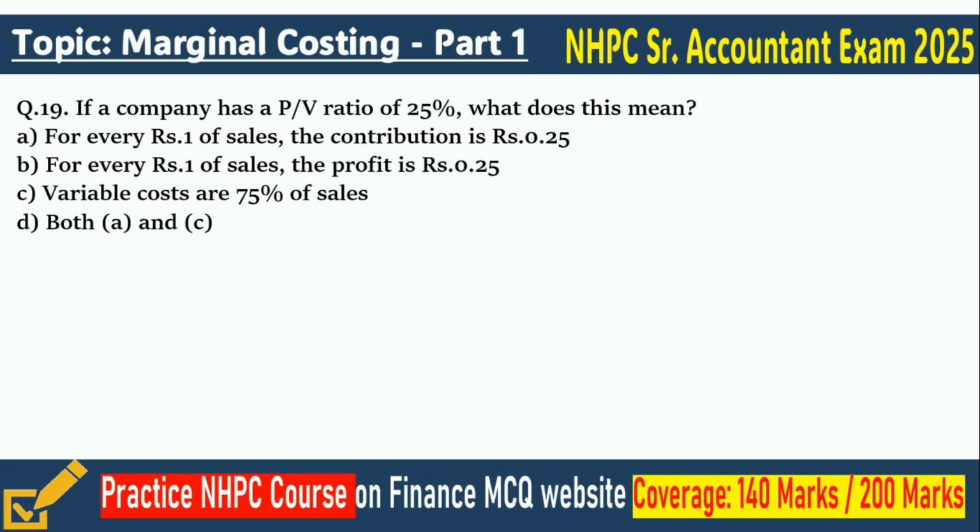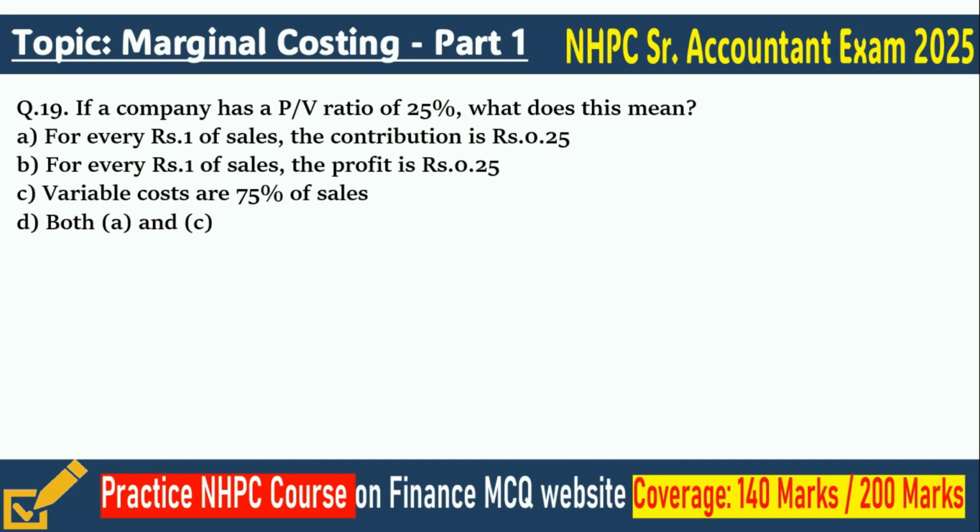Moving on, friends, next question. If a company has a profit volume ratio of 25%, what does this mean? Option A, for every rupee 1 of sales, the contribution is rupees 0.25. Option B, for every rupee 1 of sales, the profit is 0.25. Option C, variable costs are 75% of sales. Option D, both A and C.